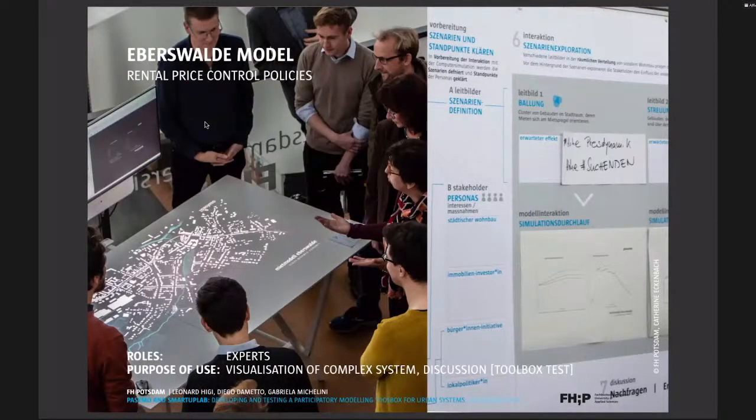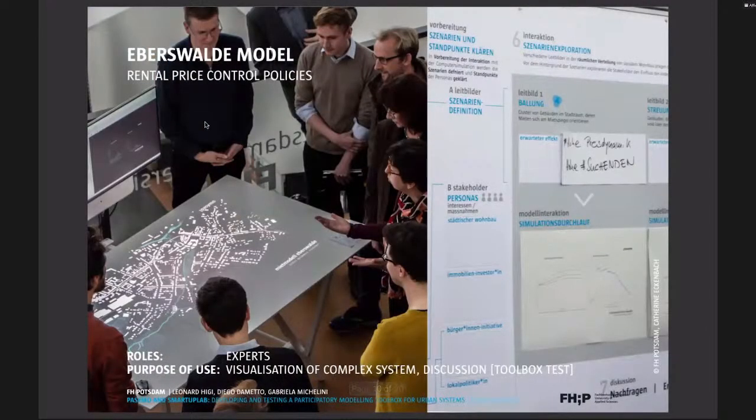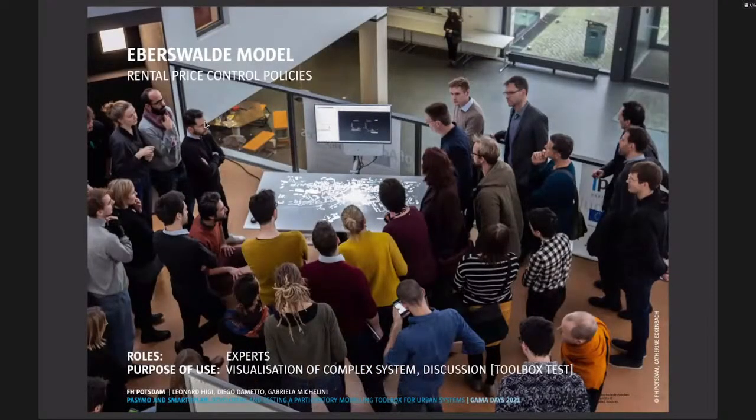But still, we also used it in other contexts, as you can see here in this workshop. We conducted a toolbox test discussing hypothetical rental price control policies on a model of the small town of Eberswalde with stakeholders and experts. And we've been using Gamma in this workshop, especially for visualizing a complex system and discussing different scenario outputs, as you can also see on the right, where we've tried to also communicate basic model functions in a printed matter, actually. That's a typical situation of model discussion, at least before the pandemic, and model interaction around the presentation table.